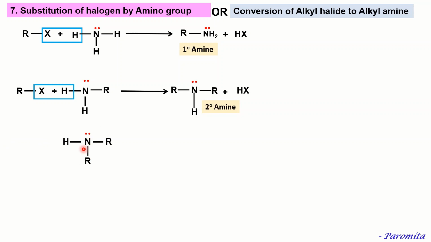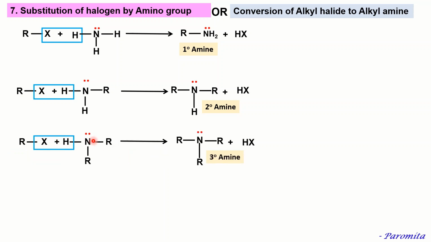This 2 degree amine further reacts with another molecule of RX and HX is given out, leading to the formation of 3 degree amine. Here the nitrogen is connected to 3 alkyl group.